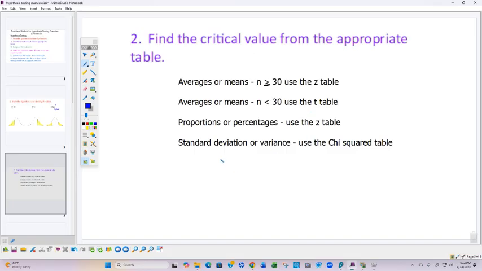And lastly, if they're not talking about means or averages at all, and their hypothesis has to do strictly with standard deviation or variance, then you're going to use the chi-squared table. And by the way, the chi symbol looks like that. Okay, so the chi-squared table. Let's take a quick look at those tables. This is not in depth. We'll do that in examples later.